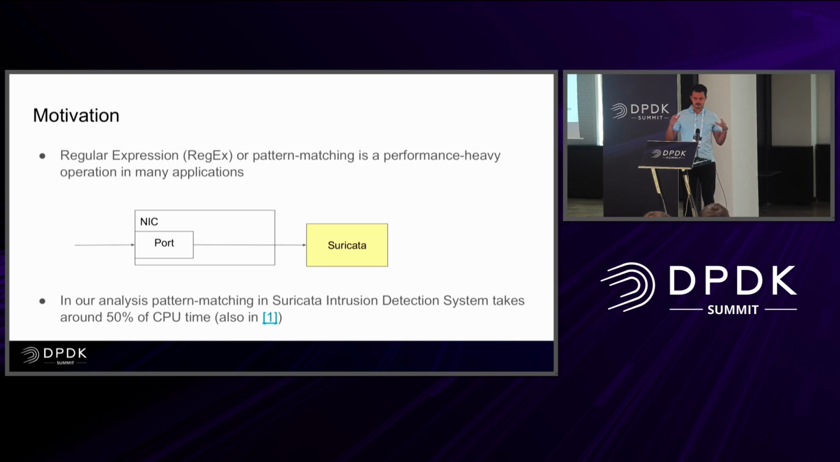The main motivation behind this work is that I am part of the Suricata intrusion detection open source team, and pattern matching there is a really heavy operation in these systems. It can take even 50% of the CPU time. Generally, packets come from the port directly to Suricata, and they spend the processing there. This was in our analysis, but it is also supported by a different analysis that 50% is a good estimate of time spent on pattern matching.